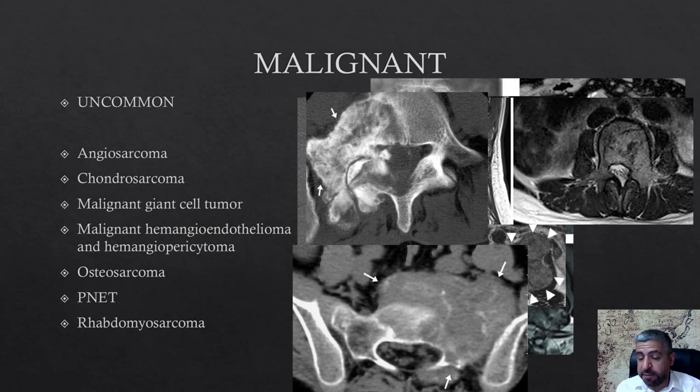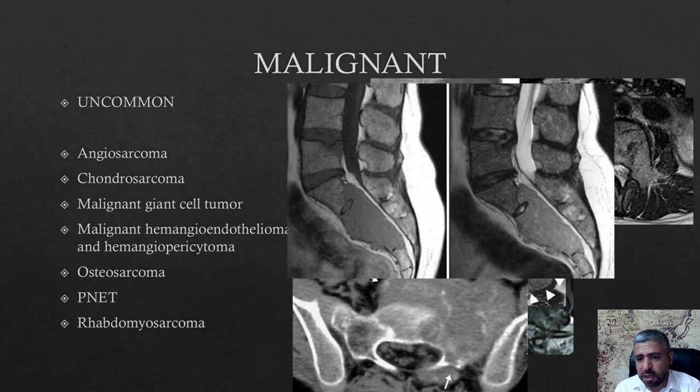PNET, or the primitive neuroectodermal tumor, it's basically a kind of Ewing sarcoma. So you will have all the features of Ewing sarcoma in the patients with PNET, which includes this large soft tissue component and the tumor arising from the bone marrow.